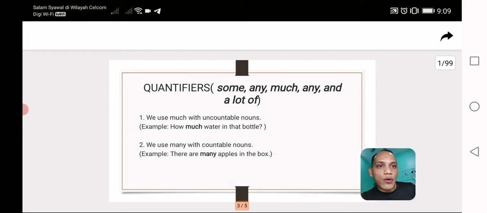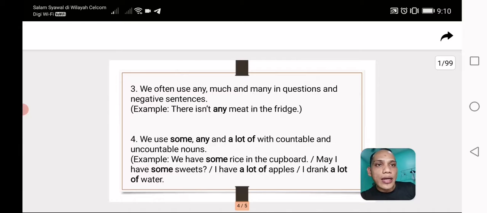Rule number 2. We use many with countable nouns. Ini dia berlawan dengan tadi. Kita gunakan many ni untuk benda yang boleh dikira. There are many apples in the box. Boleh faham? Ataupun there are many pencils in the box. Benda yang boleh dikira. So we use many. We often use any, much, and many in questions and negative sentences. Much and many I just explained.